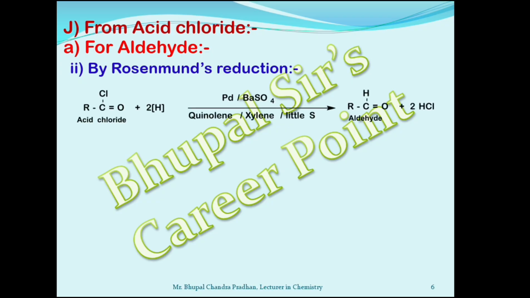When acid chloride undergoes reduction in the presence of palladium and barium sulfate, then the corresponding aldehyde is formed. This reduction is called Rosenmund reduction. We know that whenever reduction is carried out, aldehyde is reduced to give alcohol. So in order to get aldehyde, this reaction must be carried out in the presence of some poisoning agent like a little amount of quinoline, xylene or sulfur to poison the reducing catalyst palladium and barium sulfate.